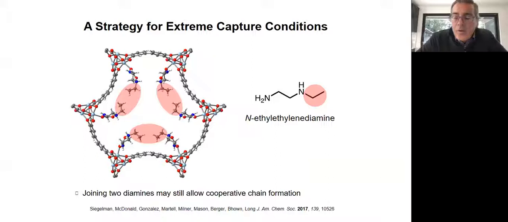And so if you need to go to very high temperatures for these materials, one issue that can come up is above 130, 140 degrees C, you start to possibly volatilize the diamines. And the solution that we came up with was from studying crystal structures. We realized in this crystal structure that the ethyl groups are leaning over towards each other on neighboring sites around the periphery of the channel. And we thought perhaps we can just make a covalent connection there and still maintain that cooperative chain forming mechanism for CO2 adsorption.